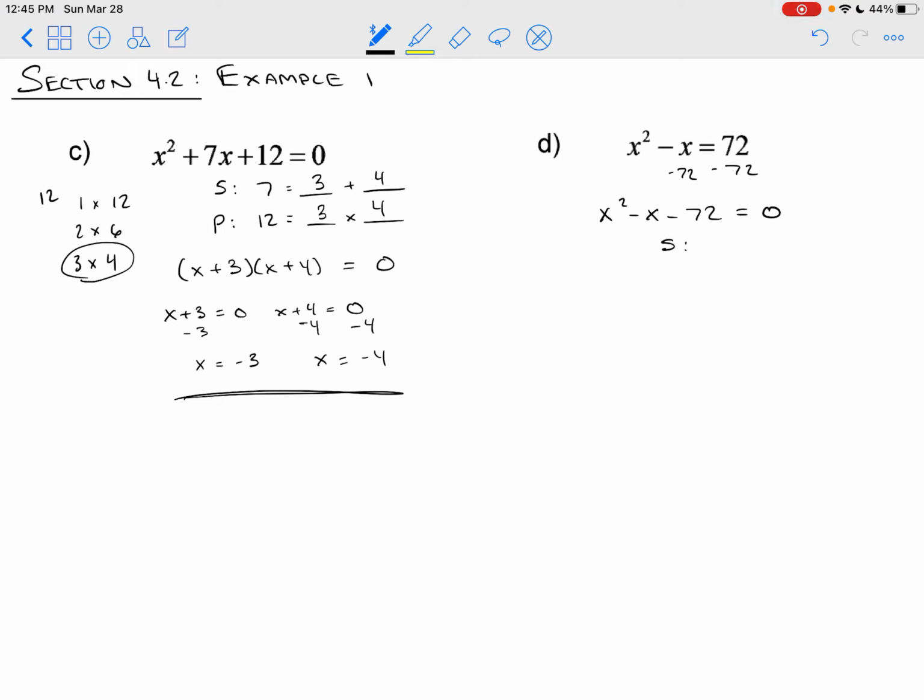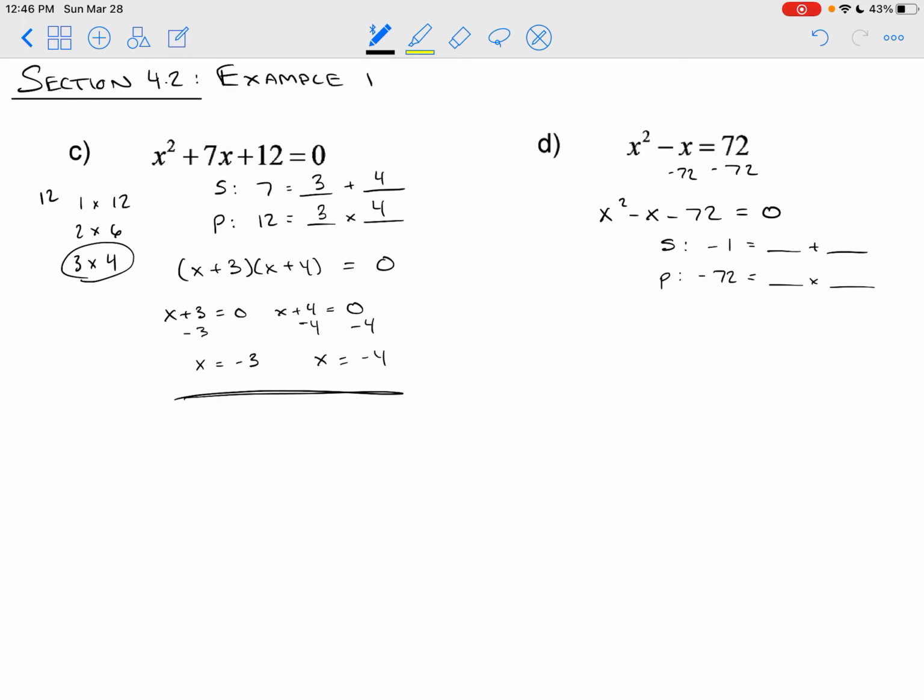Here our sum is negative 1. And our product is equal to negative 72. And we could write out all the factors of 72. But I know that if our sum is negative 1, our two factors are going to have to be pretty close together. So what I think of right away is 9 and 8.